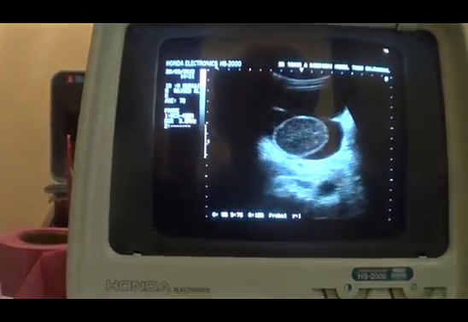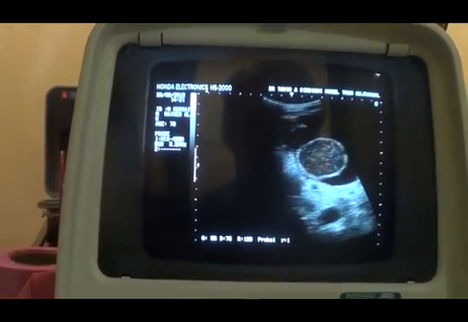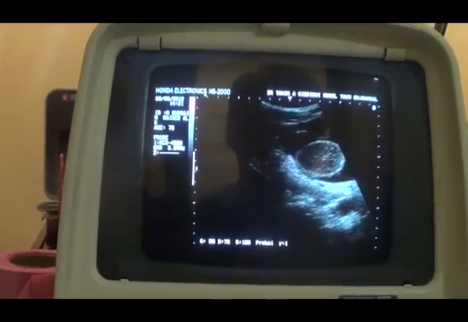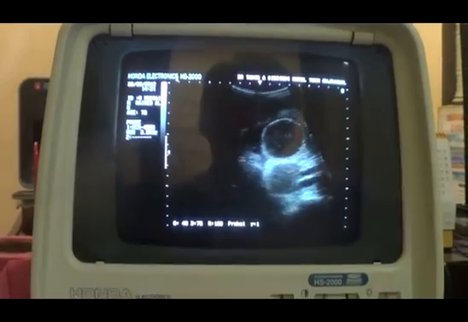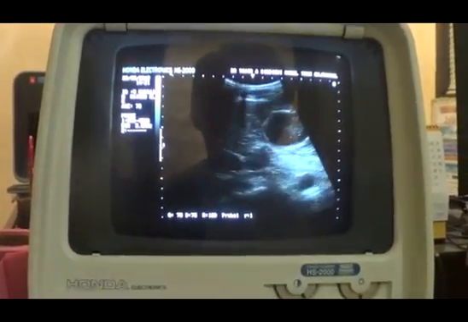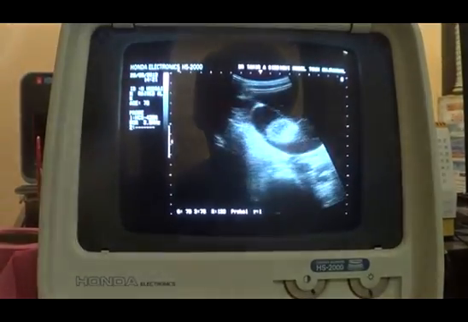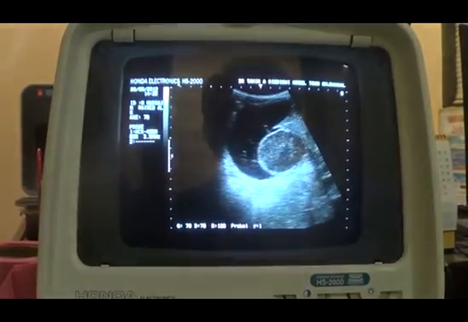Now if the portal vein is seen at right angle to its neck region, then this is the gallbladder. Otherwise it is not the gallbladder. It may be some other pathology. So we will come back to that area to see it.